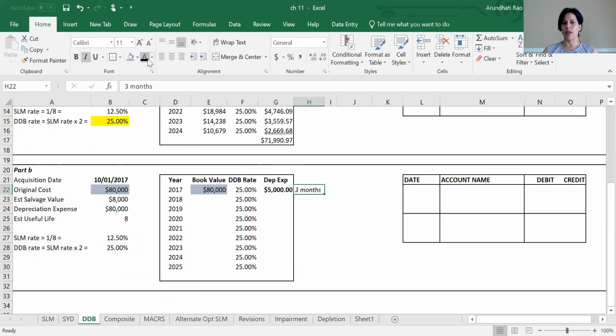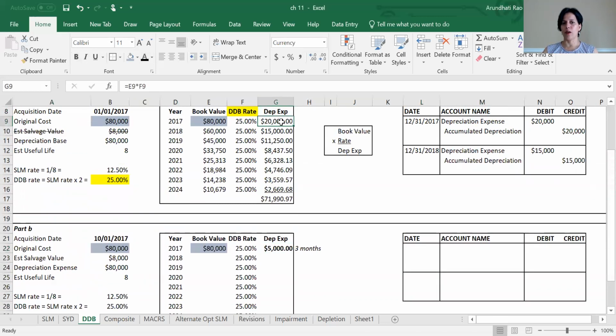Okay. So my first year, the depreciation expense, I'm using the same formula, is going to be adjusted for 3 months. So what's the difference? It's going to be 80,000 times 25% times 3/12 because I had it for 3 months, October, November, December. So instead of the full $20,000, let's look at the difference between the two. Instead of 20,000, my depreciation expense in Part B is only 5,000 in the first year.